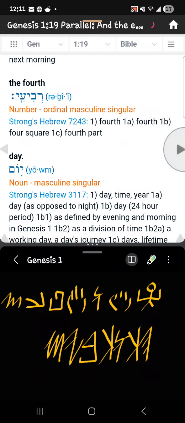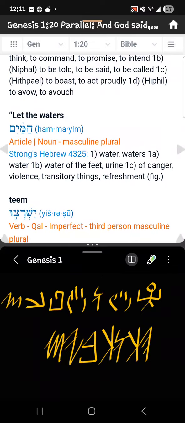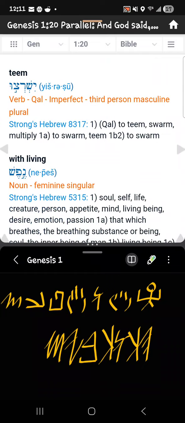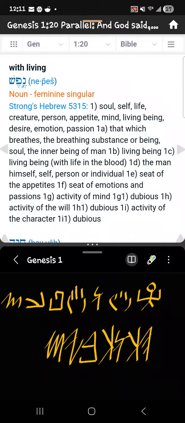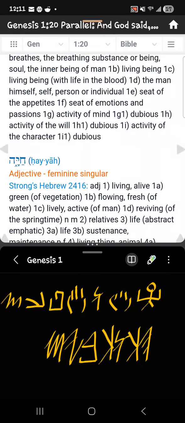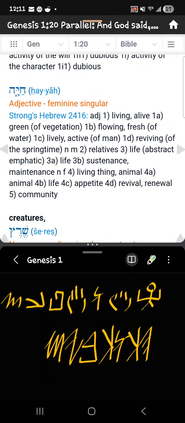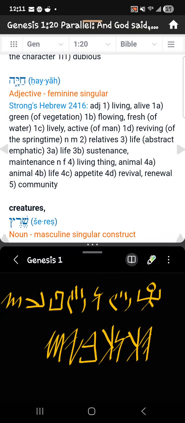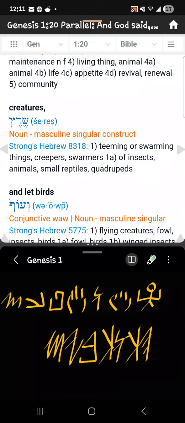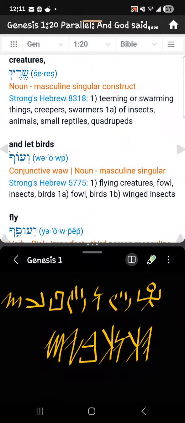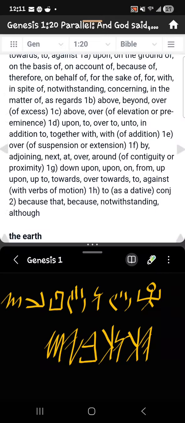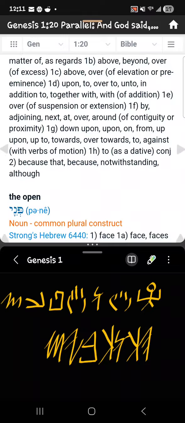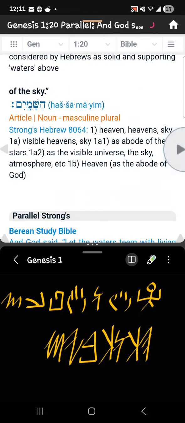The fifth day. And Allah Hayam said, let the waters swarm with living nefesh. All right, that's the word that we use for our bodies as well, our nefesh. With nefesh chaya, with living creatures, sharats. Okay, small reptiles even, all right? And let birds fly above the earth in the open expanse of the sky.